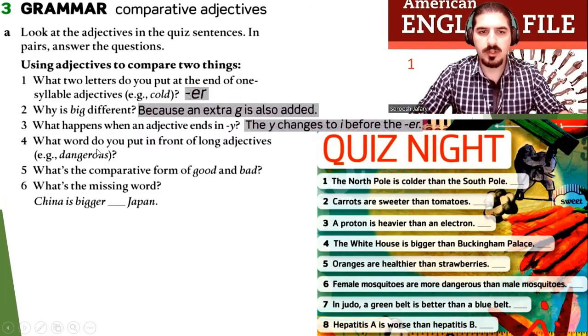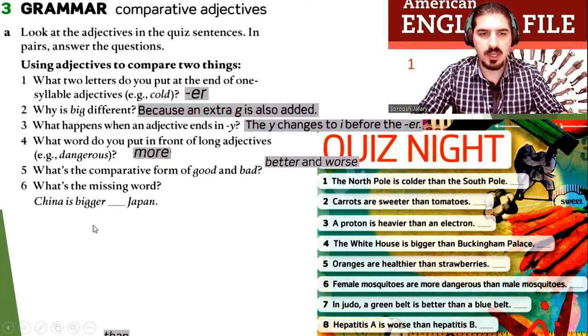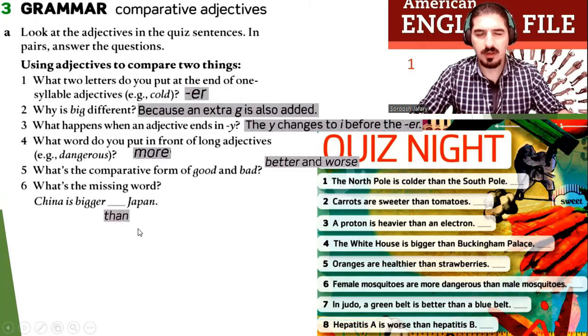Number 4. What word do you put in front of long adjectives? For example, dangerous. Look, more dangerous. All right, very good. More dangerous than, for example, male mosquitoes. Now, number 5, what's the comparative form of good and bad? Good, better, bad, worse, right? And what's the missing word here? China is bigger than Japan. Good, good.